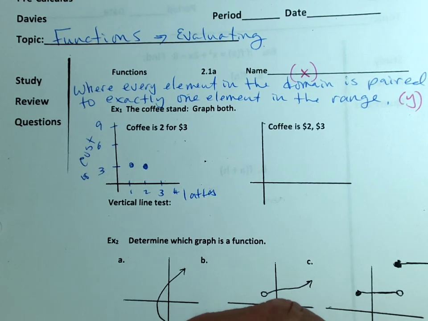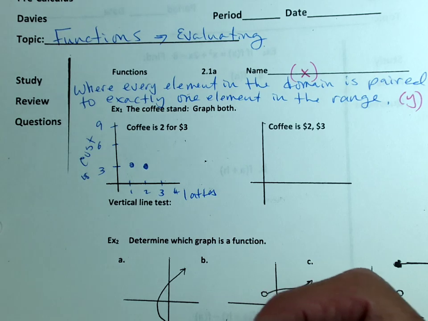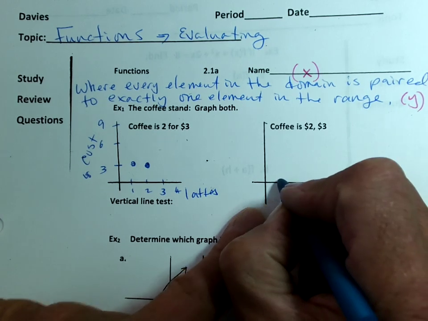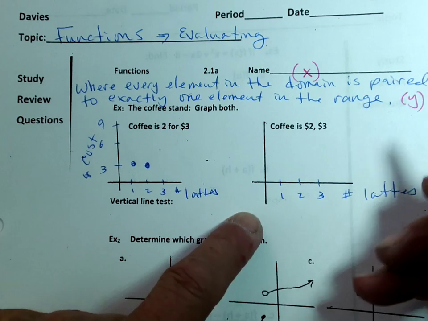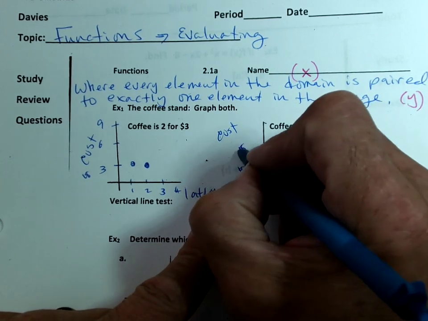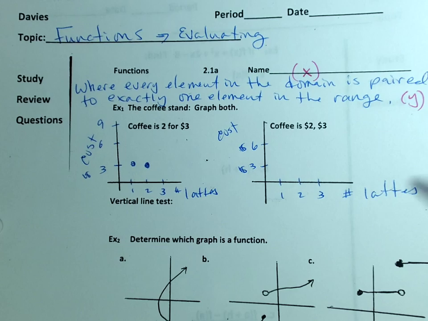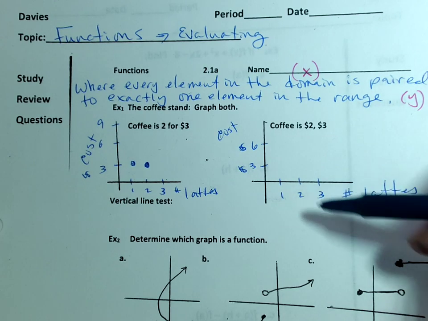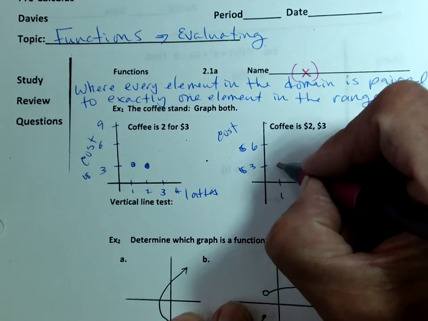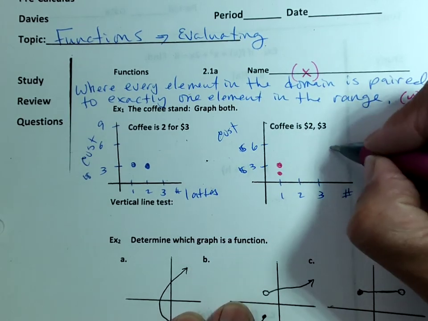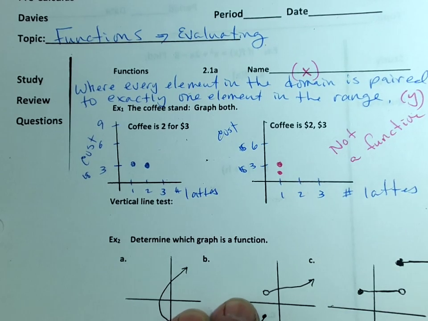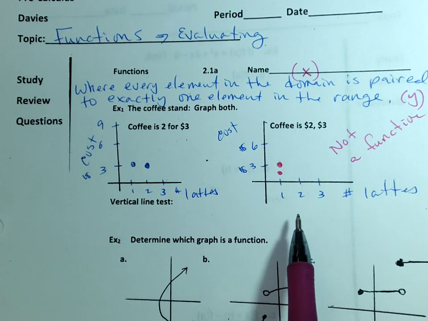Now the next one is Emma's crazy latte stand. Let's take a look at it. The number of lattes is my control variable, so I've got 1, 2, 3, and then the cost, which is my dependent variable. There's $3, $6, and $2 and $3. If I buy a latte, it's going to cost me $2 or $3. So I'm a little confused. Is it $3 or is it $2? That's not a function. We have an x value that has two y values.